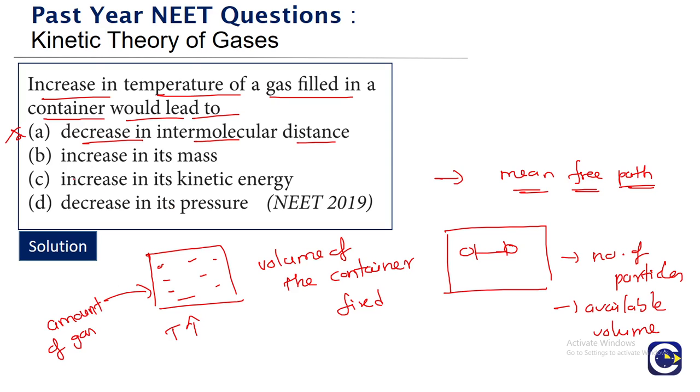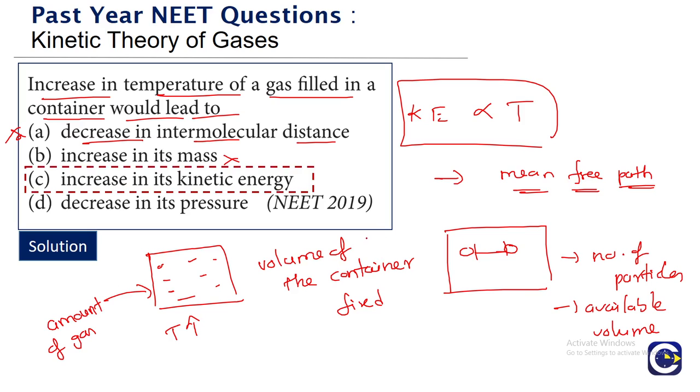Option B is it results in increase in mass. No, the amount of gas is fixed, so there will be no increase or decrease in the mass. Option C is increase in its kinetic energy. Remember, as per the kinetic theory of gases, for any amount of gas, the kinetic energy will be directly proportional to the absolute value of the temperature. So if you increase the temperature, kinetic energy also will be increasing. So the correct answer for this is option C.